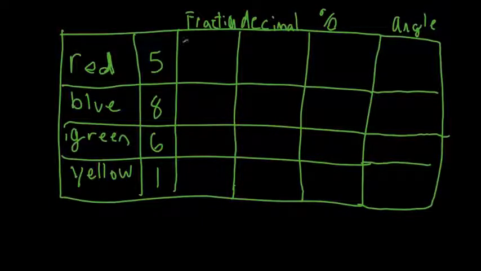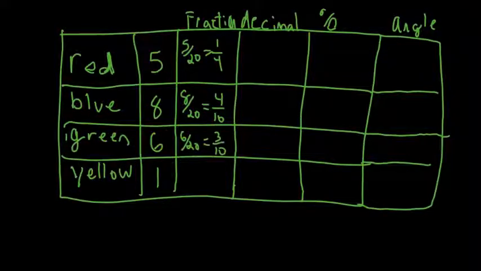So for red, that would be 5 out of 20, which you could reduce to 1/4. For blue, it would be 8 out of 20, which you could reduce to 4/10. Green would be 6 out of 20, which you could reduce to 3/10. And yellow would be 1 out of 20, which can't be reduced.